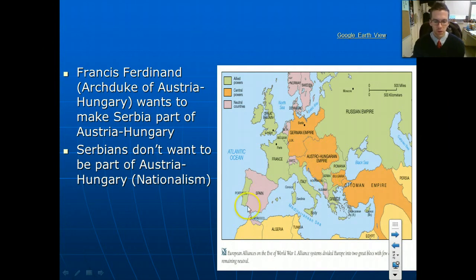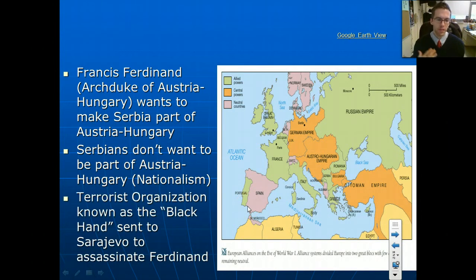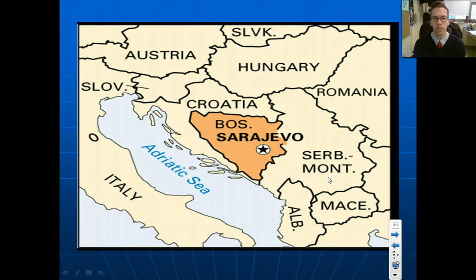Now, what happens is there's going to be a terrorist group known as the Black Hand that's going to be sent in to kill Ferdinand. They say, this guy from Austria-Hungary wants to take over Serbia, so this group of Serbian terrorists are going to go in and take this guy out. You can see Sarajevo, the capital here.